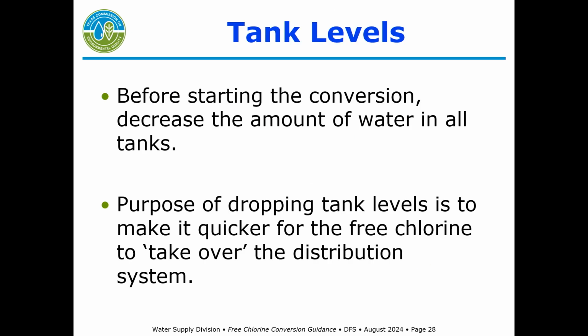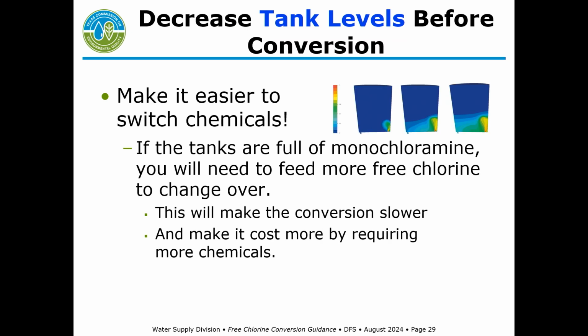So as I mentioned before, tank levels. You want to decrease the amount of water in the tanks, normally during a free chlorine conversion, just so it's easier for that free chlorine to take over the tank and the distribution system. So the way I want you to picture this is, if you have full tanks and they're full of monochloramine, it's obviously going to take a lot more free chlorine to overcome and breakpoint chlorinate that monochloramine. It'll make your conversion slower, and it costs more because you're just going to have to add a whole bunch more chlorine.